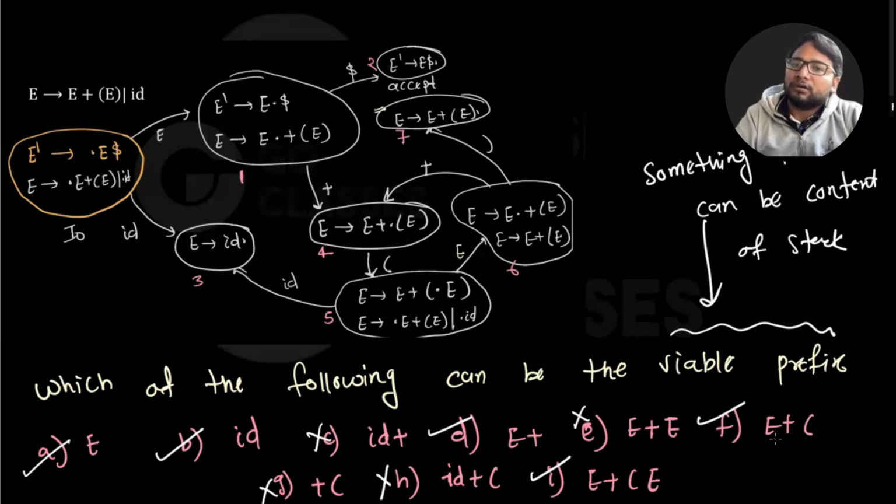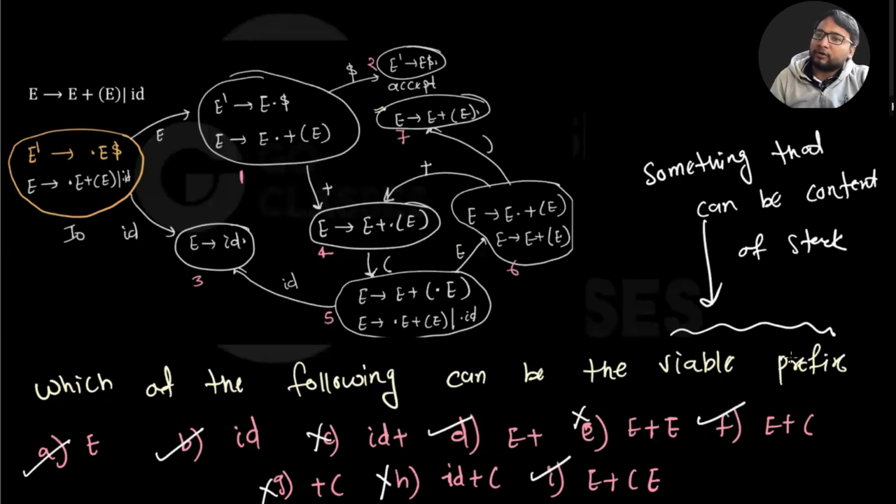A viable prefix is what can appear on the stack. Is this definition a little bit clear, what a viable prefix is? We will make it more clear, but is it a little bit clear? It is basically whatever can appear on the stack.